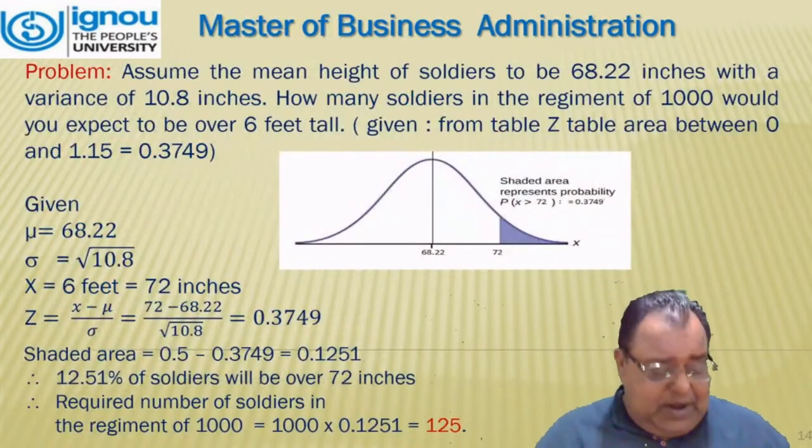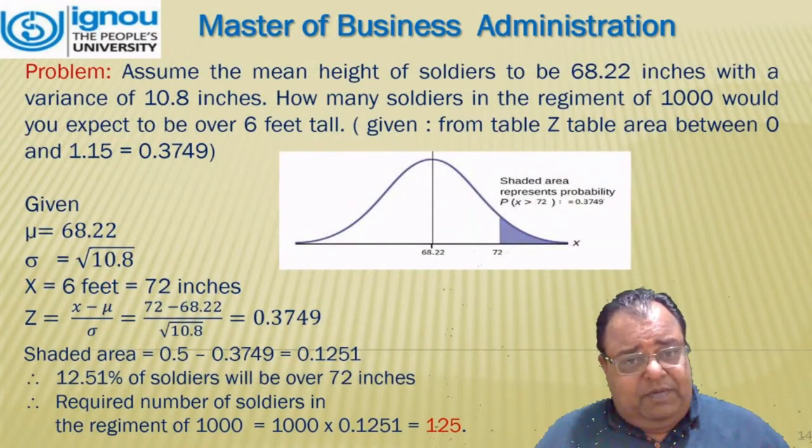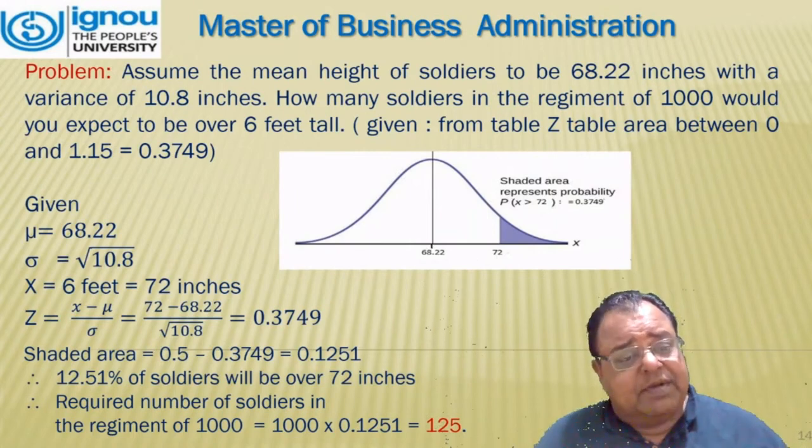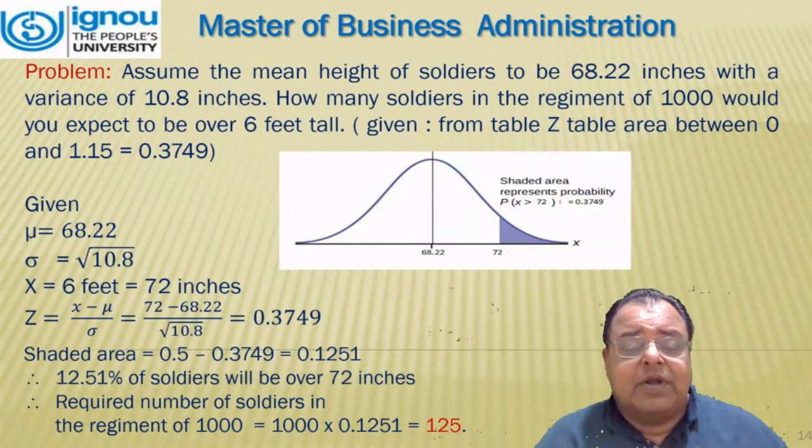Now we move to another problem. Since the tabulated value of z is given, that means it is a problem related to the normal distribution.